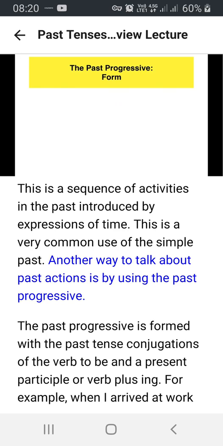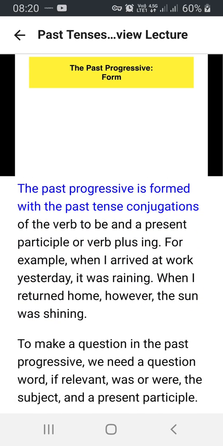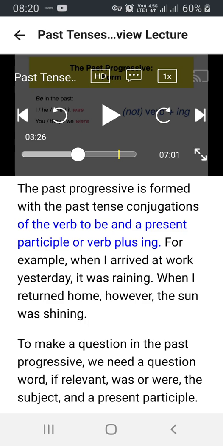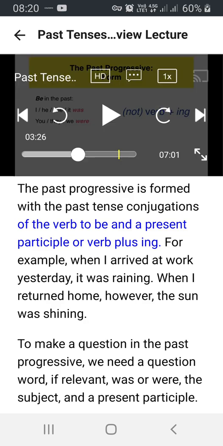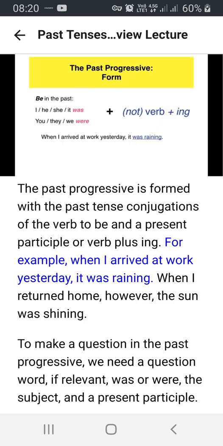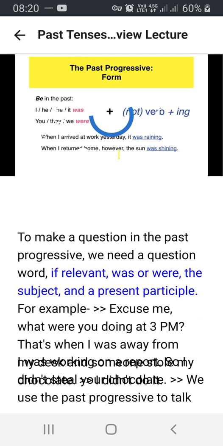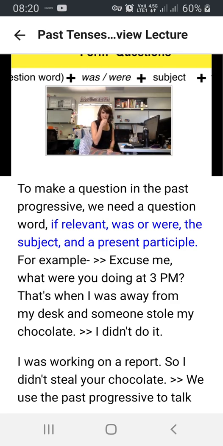Another way to talk about past actions is by using the past progressive. The past progressive is formed with the past tense conjugations of the verb to be and a present participle, or verb plus -ing. For example, when I arrived at work yesterday, it was raining. It uses was or were, the subject, and a present participle.